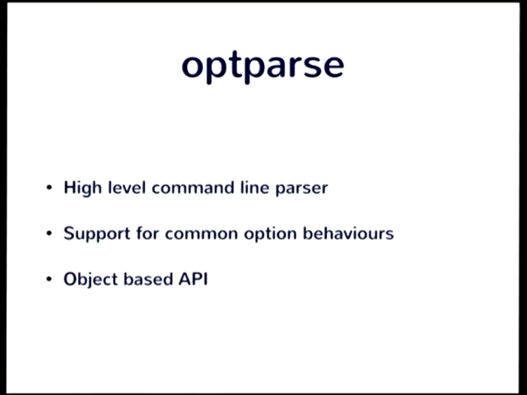So later on, Python incorporated optparse. Optparse is a much higher level command line parser. It supports common option behaviors. This is a Boolean flag. This should convert to a specific type. This should set a flag. It's an object-based API, meaning that you instantiate an object and make a bunch of method calls onto it to describe what your command line should look like.